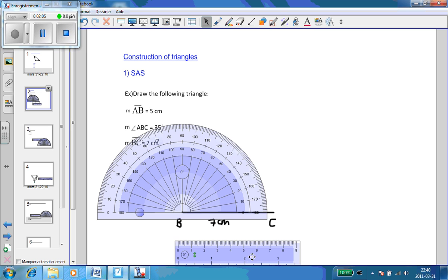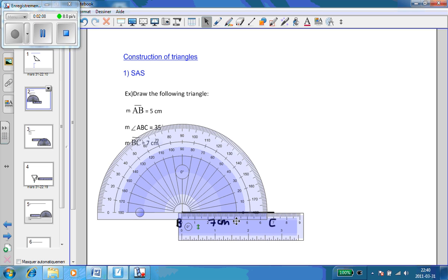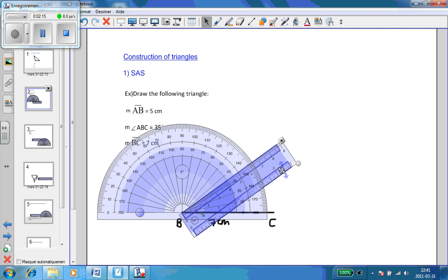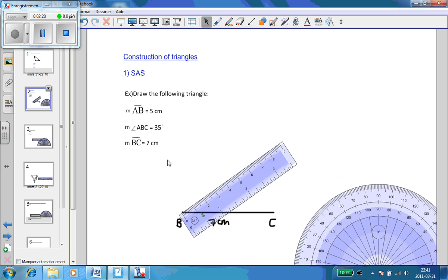And I'm going to use also my ruler. And I need an angle of 35 degrees. Just going to rotate 35 degrees. I don't need that anymore. And now my side that I need to draw measures 5 centimeters. So again, you could do it at the same time as me. That's going to be 5 centimeters.